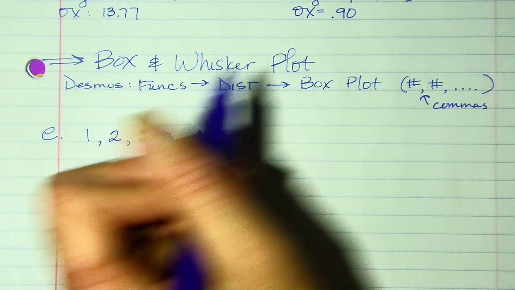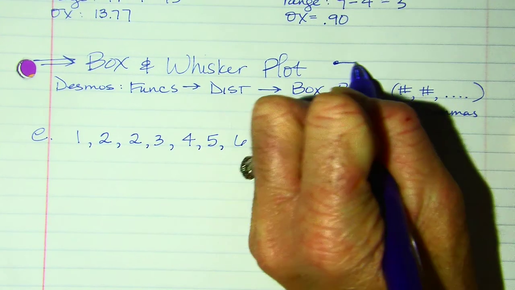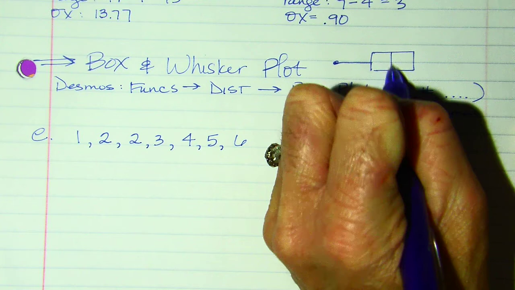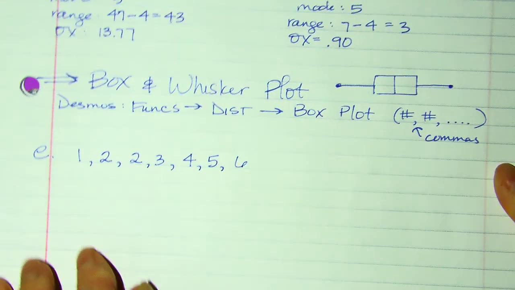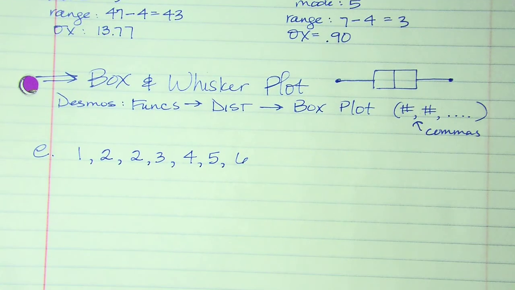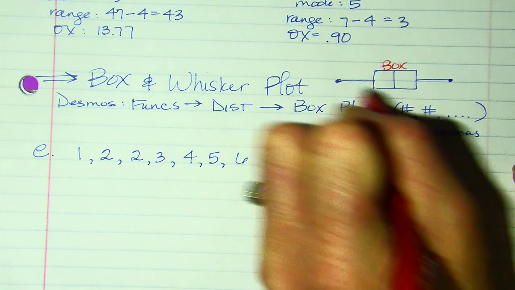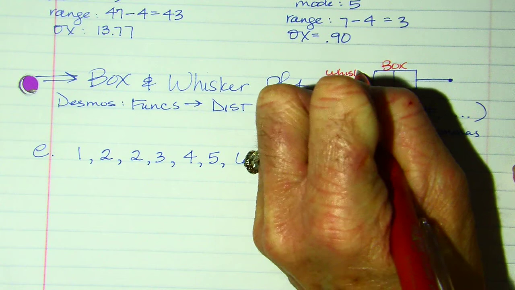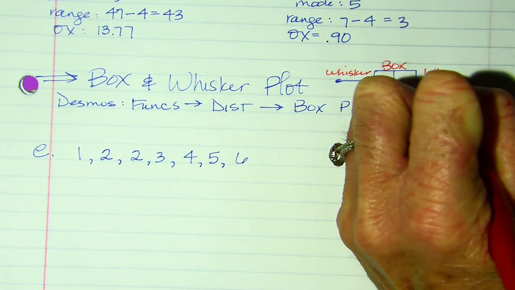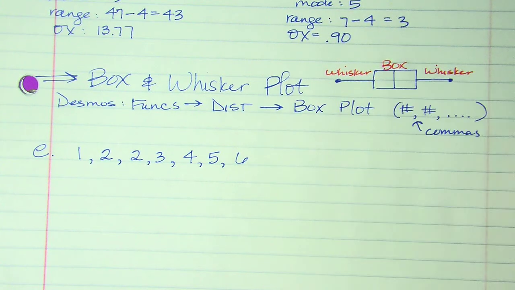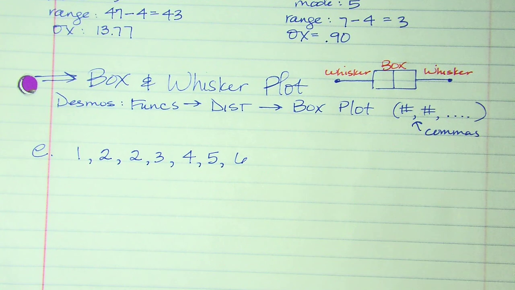Now a box and whisker plot looks like this. Sorry, something popped up on my computer. Where this is my box, and this side and this side are my whiskers. That's why it's called a box and whisker plot. It looks like a square version of a cat's nose and its whiskers. Okay, so that's where they're getting the name.